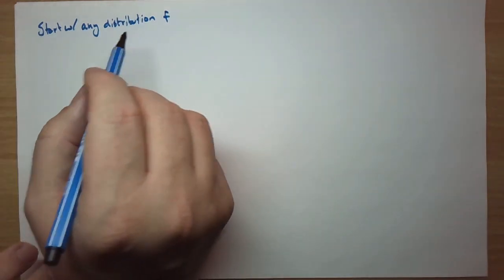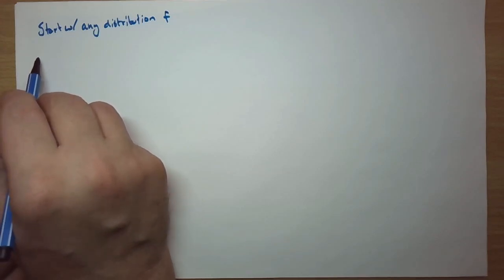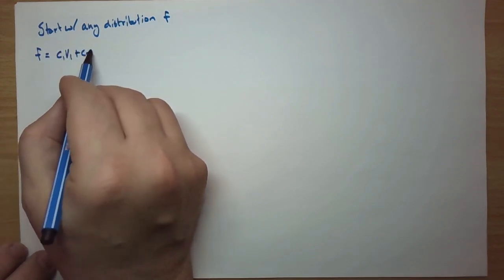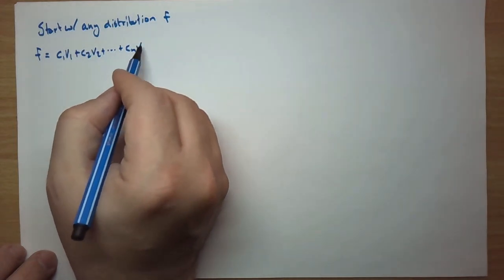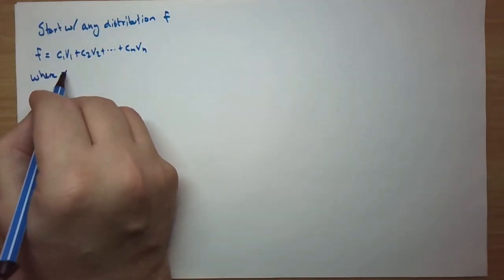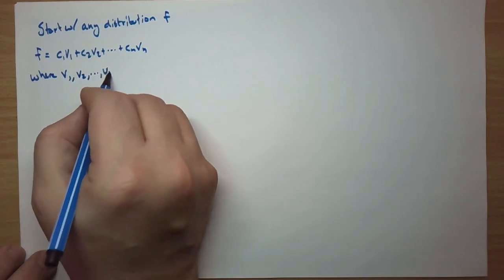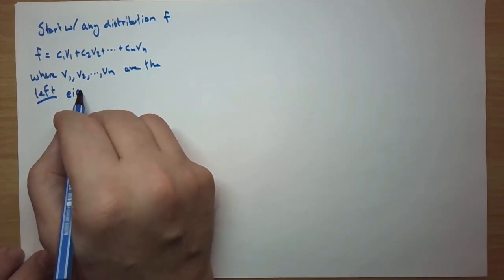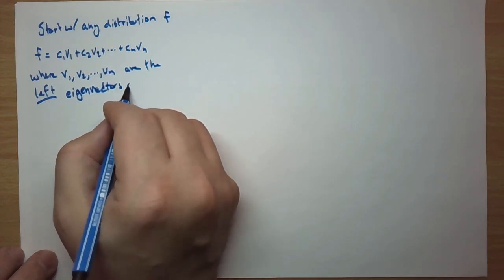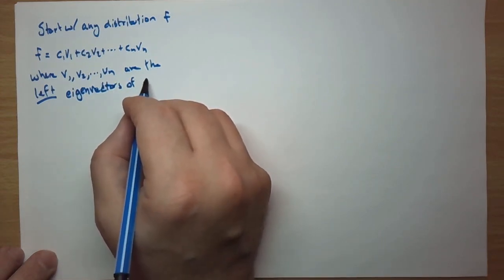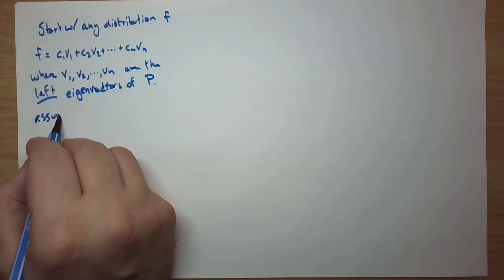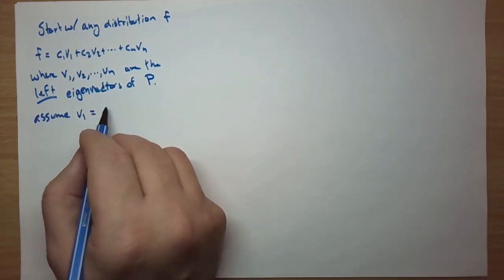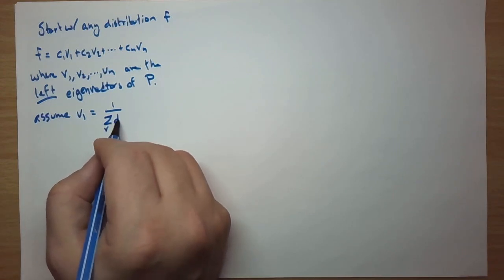So if I have any distribution F, then F is C1 V1 plus C2 V2 plus up to Cn Vn, where V1, V2 up to Vn are the left eigenvectors of our matrix P. And let's just assume that our first one, V1, is the one we just found. So that's our bestest one.